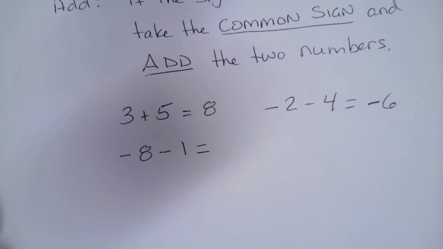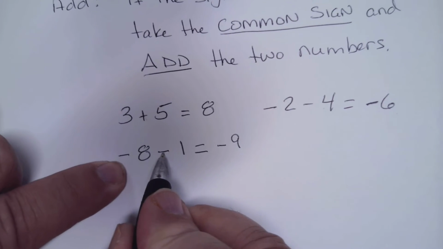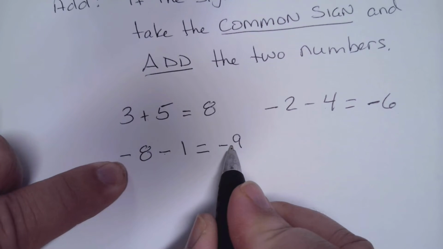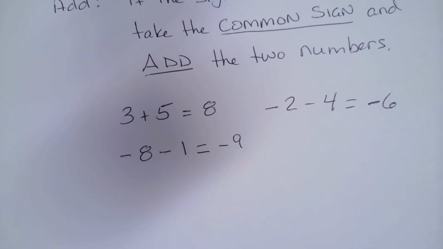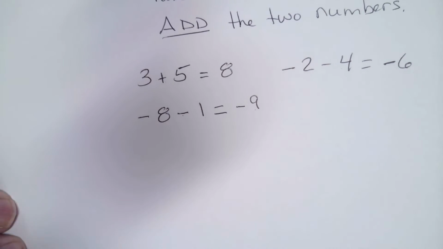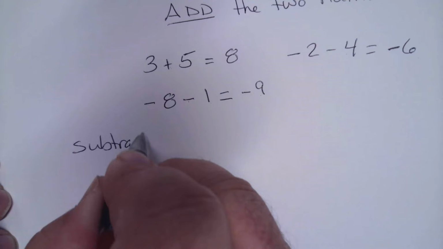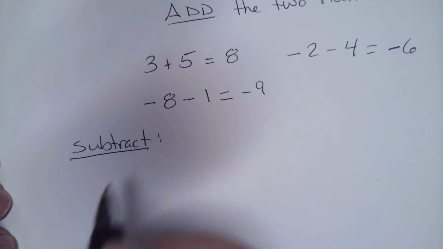Negative 8 minus 1. Negative what? Negative 9. Because they're both negative, I put the answer as negative. 8 plus 1 is 9. This is what I'm saying: keep the signs and the numbers separately. If you do that, you'll never have a sign issue. So that's what addition is all about. Now subtract.